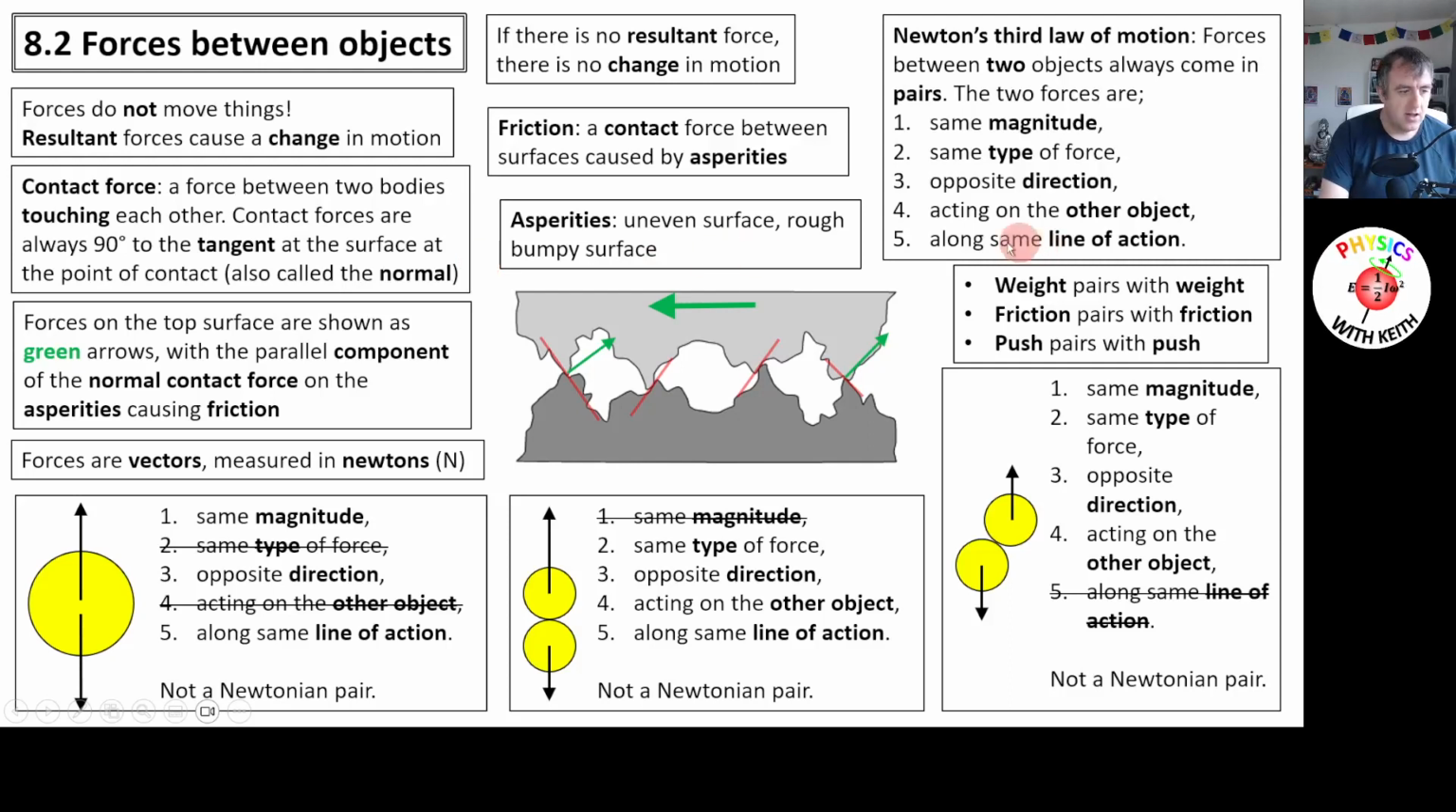Okay, so let's carry on with this. We've now got the idea that friction is a contact force and it's caused by these asperities. If there's no resultant force, there's no change in motion. That's actually another way of saying Newton's first law, which we'll cover formally in the next lesson, which is part of this video. What I want to focus on in this particular lesson is Newton's third law, because this is about forces between objects.